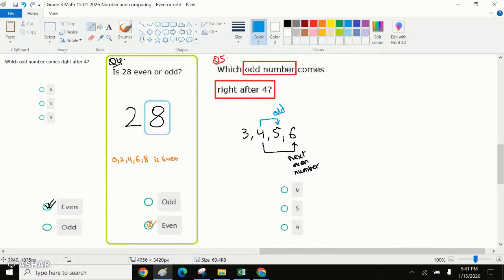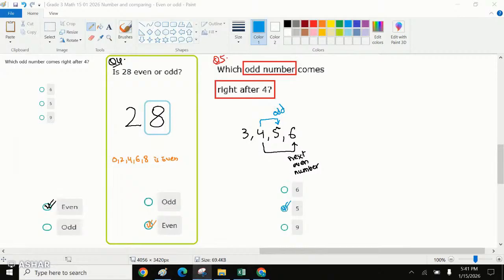Do we agree on this? If they were asking for the next even number, we would say 6. But if they're asking for the next odd number, after even it would always be an odd number, right? So the answer would be 5. So let's click on 5. Okay, let's try the next.